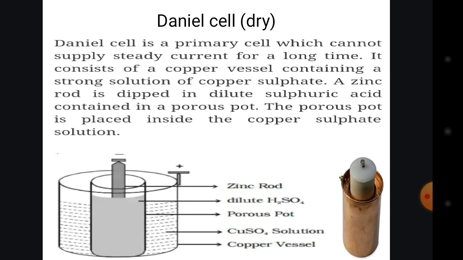So this is about the dry cell. Whenever we are talking about the dry cell, that means that cell will not give enough power for a long time, or will not give electricity, or current, for a long time, or that energy will dry. So that is why it is called a Daniel cell, or a dry cell. So this is about the Daniel cell.